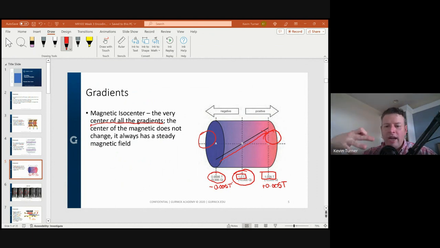So we turn on a gradient, magnetic force gets altered. Anytime we alter magnetic force, precessional frequency gets affected. We turn off the gradient, we return to the same magnetic force, whatever the Tesla of the magnet is, right? And then precessional frequency returns back to what it was originally.